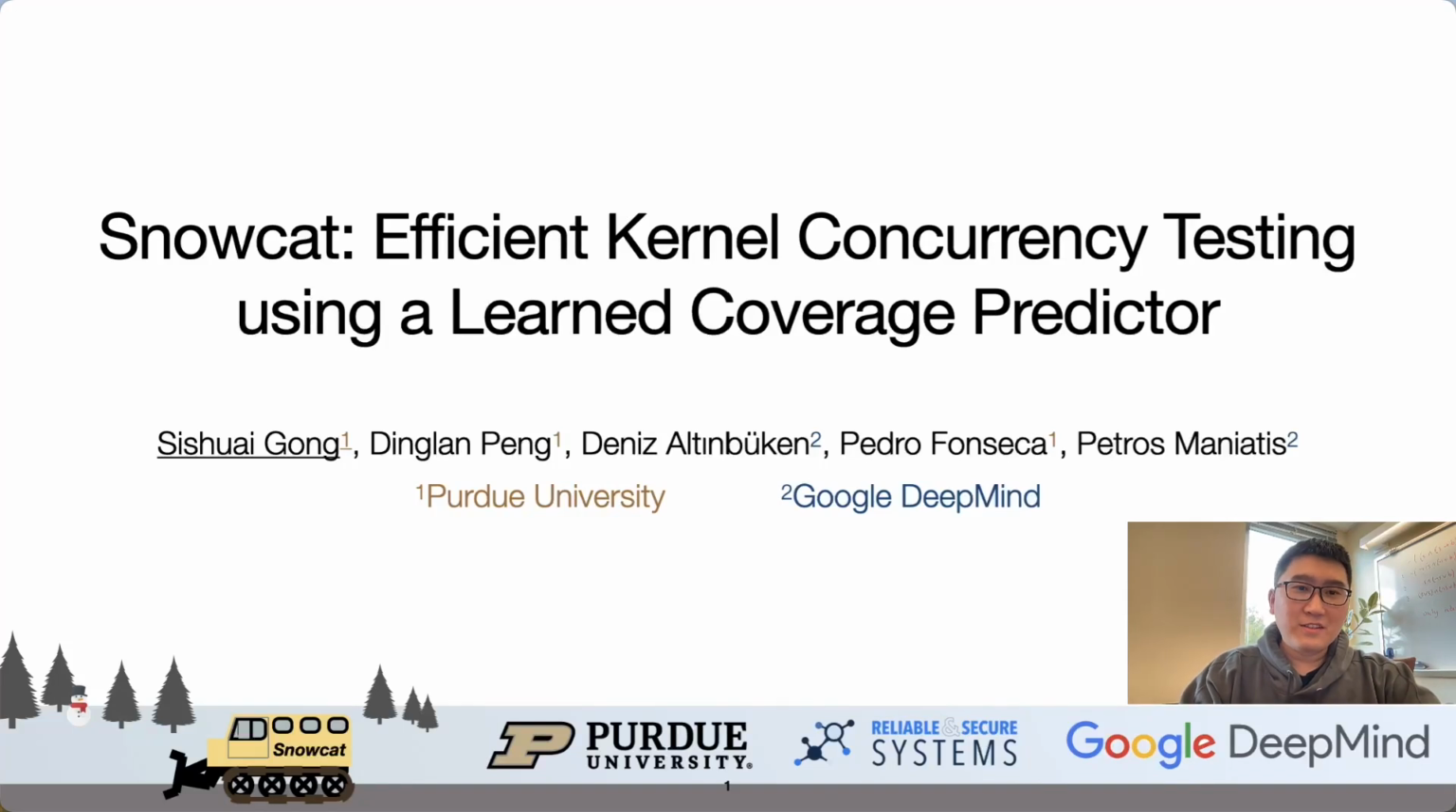Hi everyone, today I would like to show you how we can use machine learning to make concurrency testing more efficient. This work is a collaboration between Purdue University and Google DeepMind.